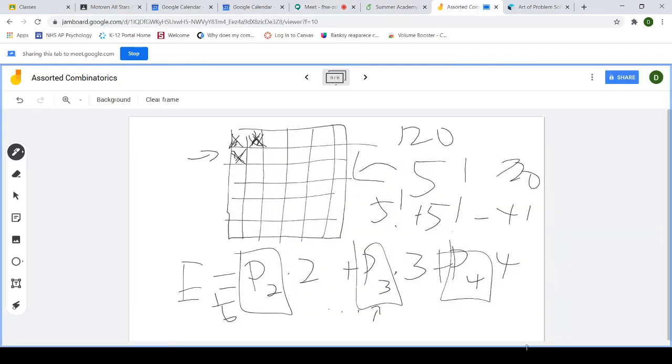Why is it times 2? This is the expected value. This is the probability that we get a score of 2, multiplied by 2.